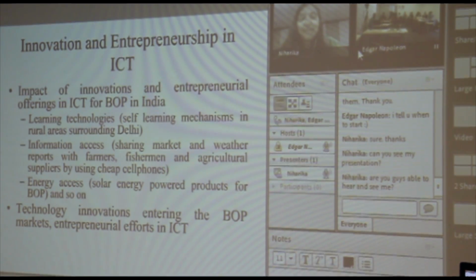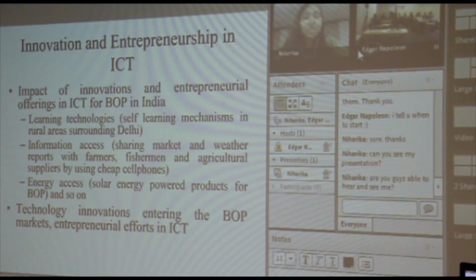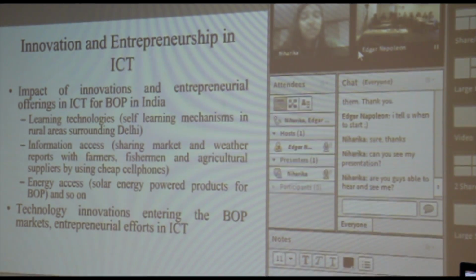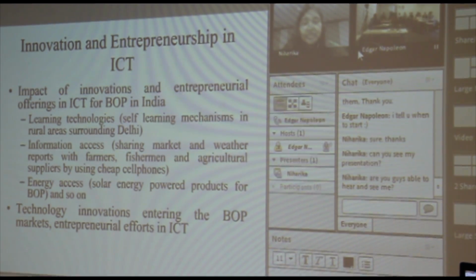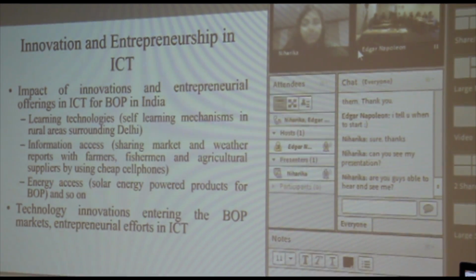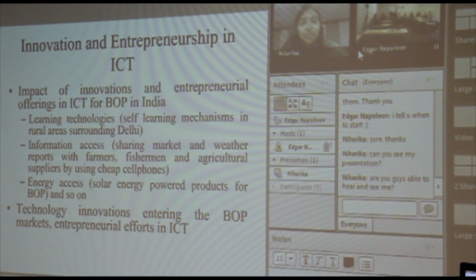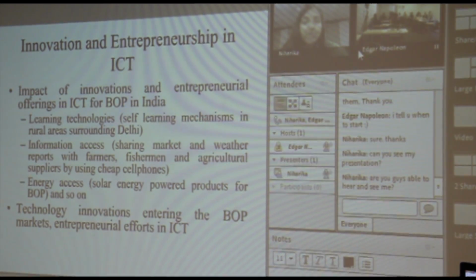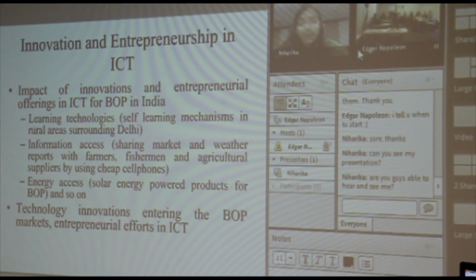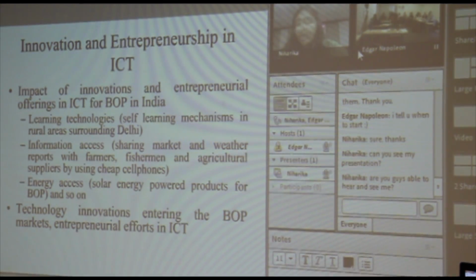For energy access, we see that a lot of solar energy powered products and renewable energy resources are entering the BOP market, and this is of great interest not just to people in India but also to policymakers everywhere else, because it's very difficult to reach every single household in a large country like India, where the infrastructure is not that great or developed.